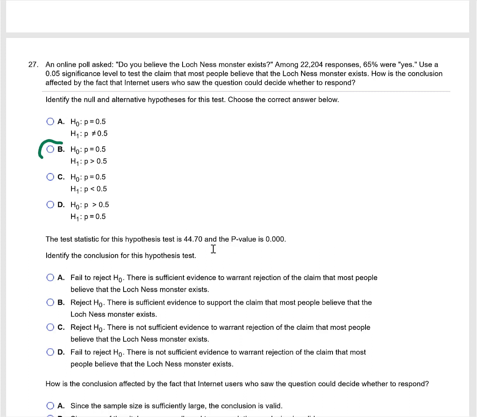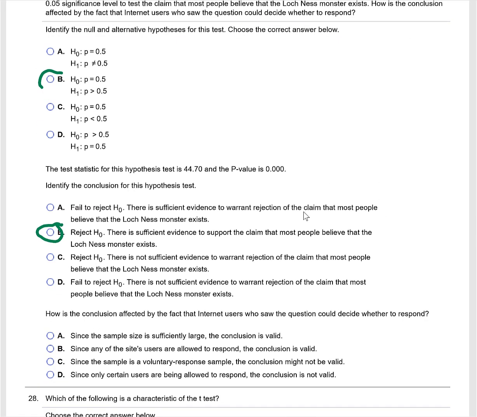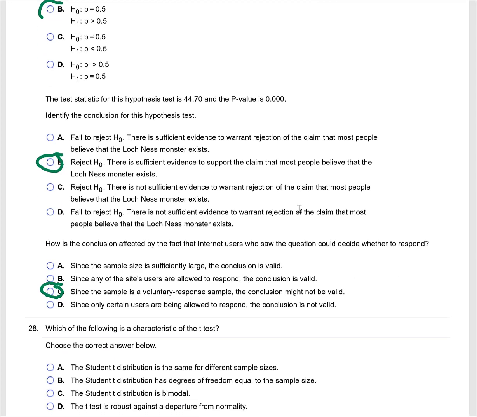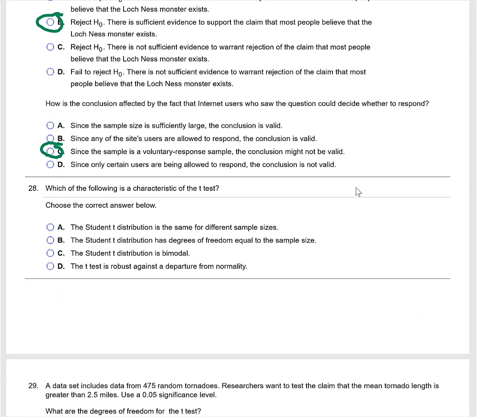The test statistic was 44.7, and the p-value was very small. So we're going to reject, and we're going to conclude that there is evidence that most people believe the Loch Ness Monster exists. And what about the idea that this was internet users? Since this is a voluntary response, we probably are wondering if the conclusion is really valid. Which of the following is a characteristic of the t-test? It's the same for different sample sizes, not true.